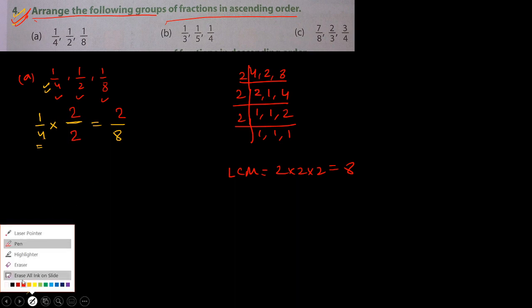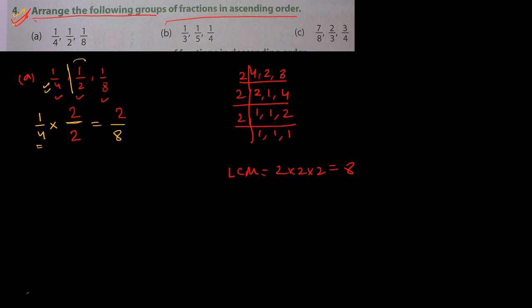Now next I will write the next fraction which is 1 upon 2. Write 1 upon 2. Now multiply 2 with such a number so that I can get 8, means LCM in the denominator. So I will multiply 2 by 4. Okay, because 2 4s are 8. So I have to multiply 4 in numerator also. So 4 1s are 4. Okay.